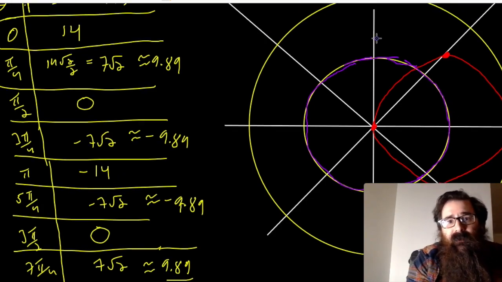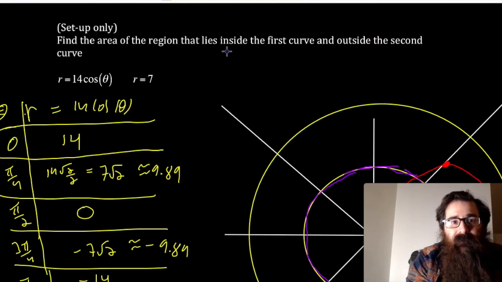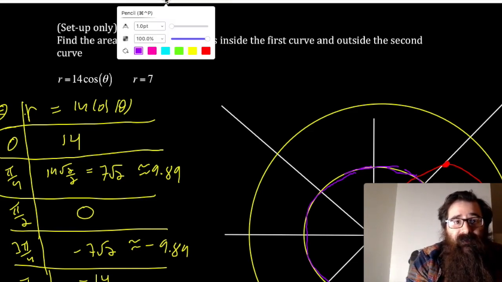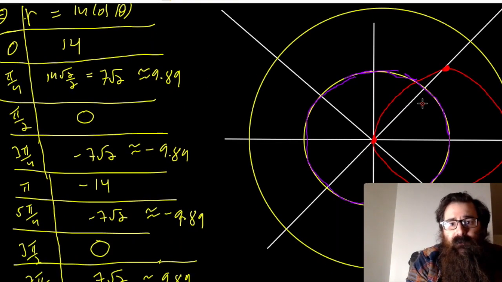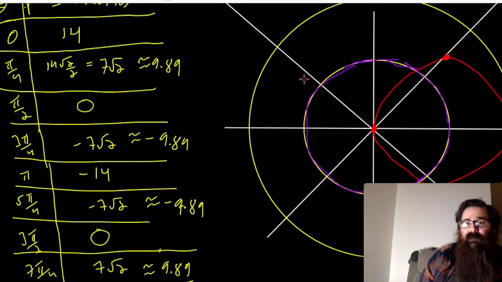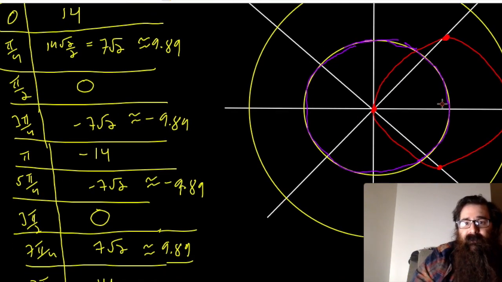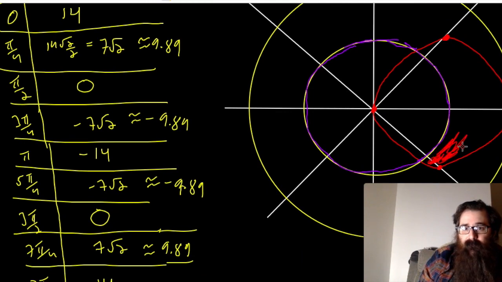And the question is very deliberate in what it says. It says the area of the region that lies inside the first curve and outside the second curve. So the order that they're displayed does matter, right? It says I want it to be inside the first curve, so inside 14 cosine theta in red, but outside the purple. So I can actually shade this in a bit and get an idea as to how this region looks. Inside the first curve, outside the second.